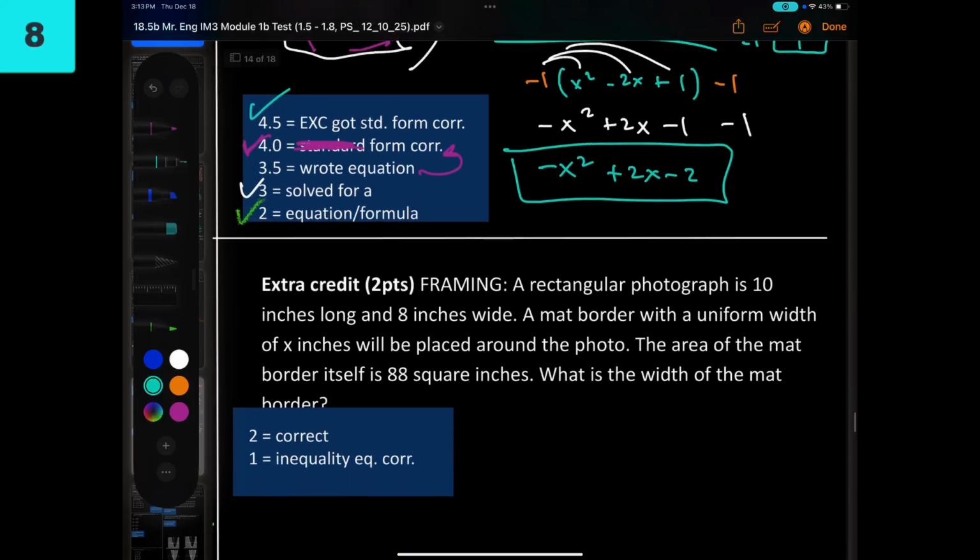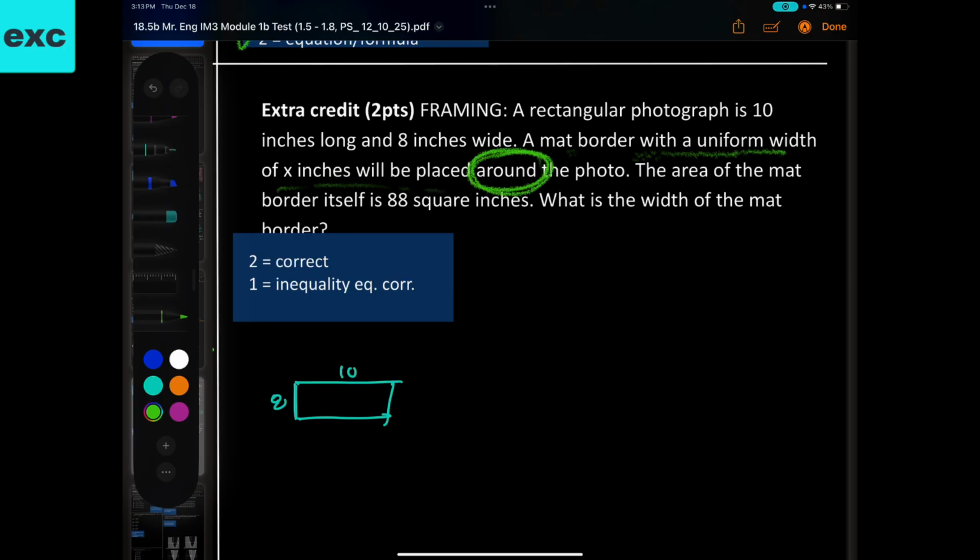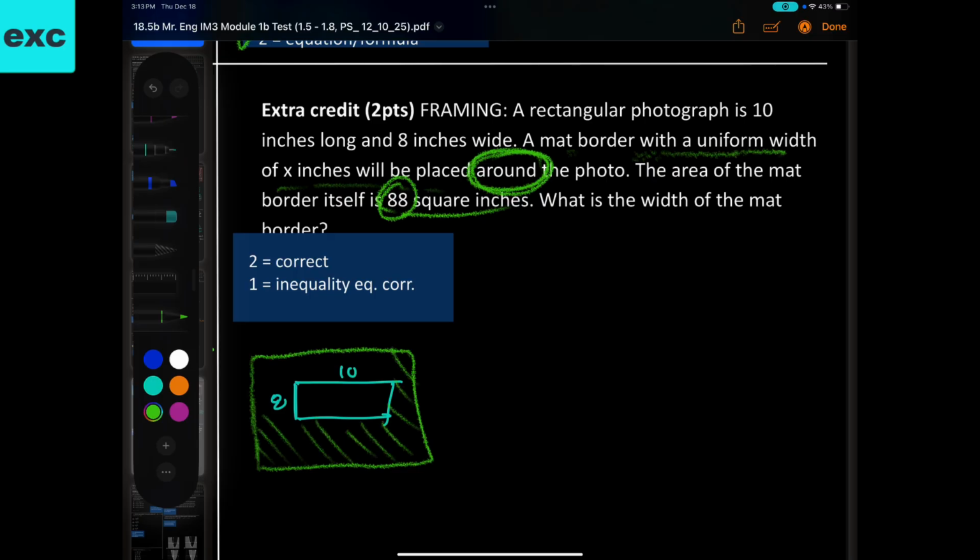Okay, last problem. The rectangular photograph is 10 inches by 8 inches. A matte border with uniform width is going, here's a keyword, going around. So this is going around. Okay, so this is slightly different than the lesson one. This was in the practice test. The area of the matte border itself is 88 square inches. So this green area, this is the stuff that goes around in a picture frame. That is 88.